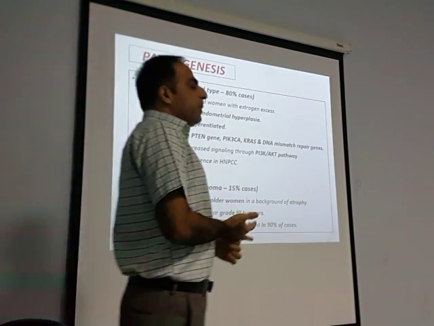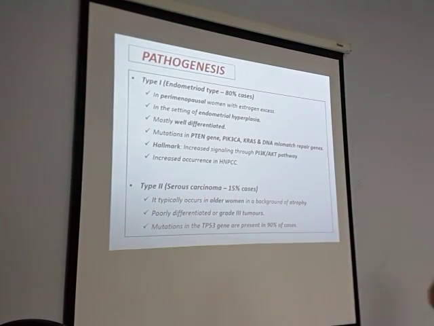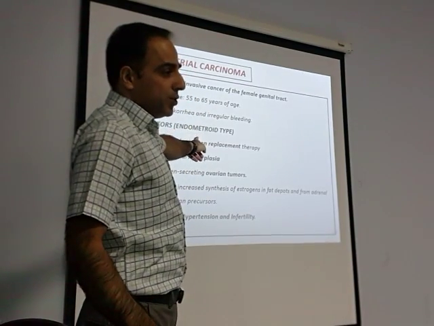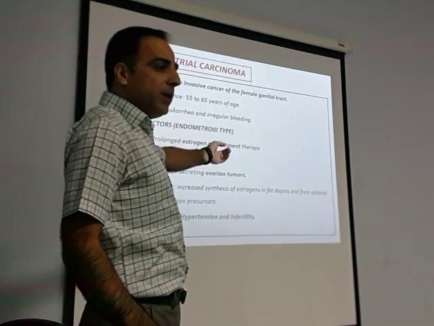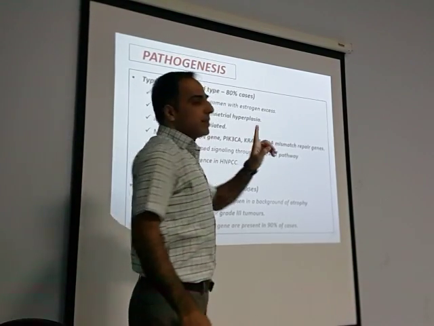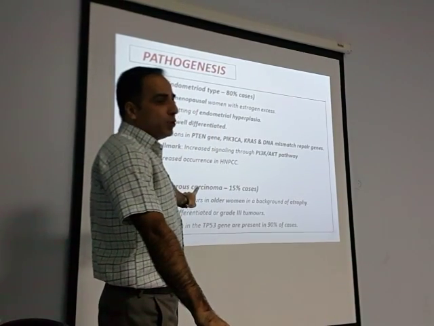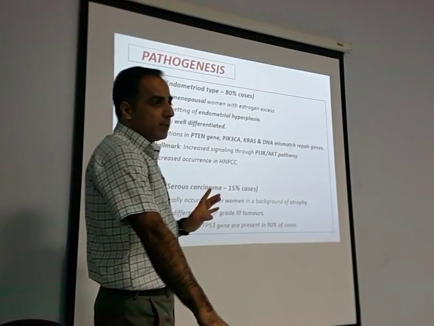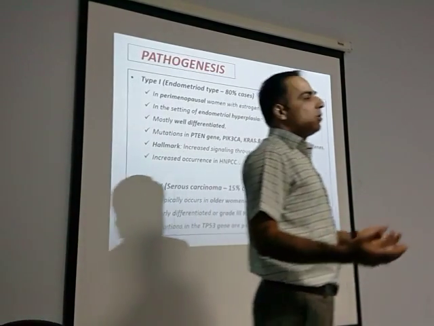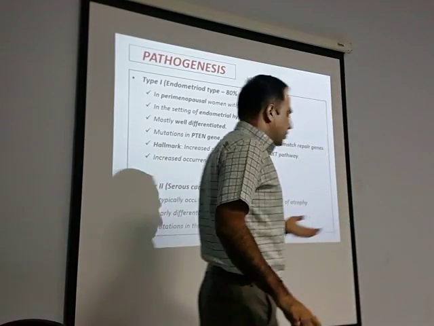Now, what is the pathogenesis? We say risk factors are there, and remember one thing, these are for the endometrioid type of endometrial carcinoma. But there are two types, endometrioid type and serous carcinoma. The serous carcinoma is also known as type 2. Only 15% of the cases, occurring in older women in a background of atrophy, because the endometrium has undergone atrophy in older women.